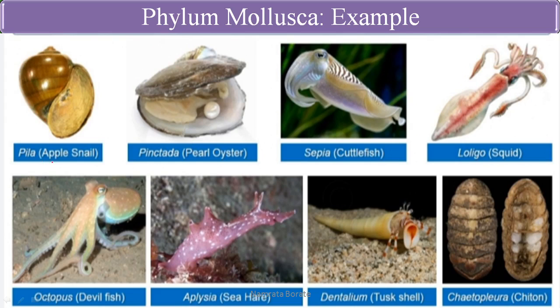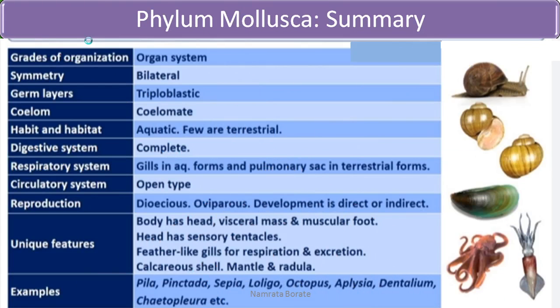Next, about the examples. The examples are the apple snail, the pearl oyster, the cuttlefish, the squid, then the devilfish, sea hare, and the tusk shell. All these are examples of the phylum Mollusca.